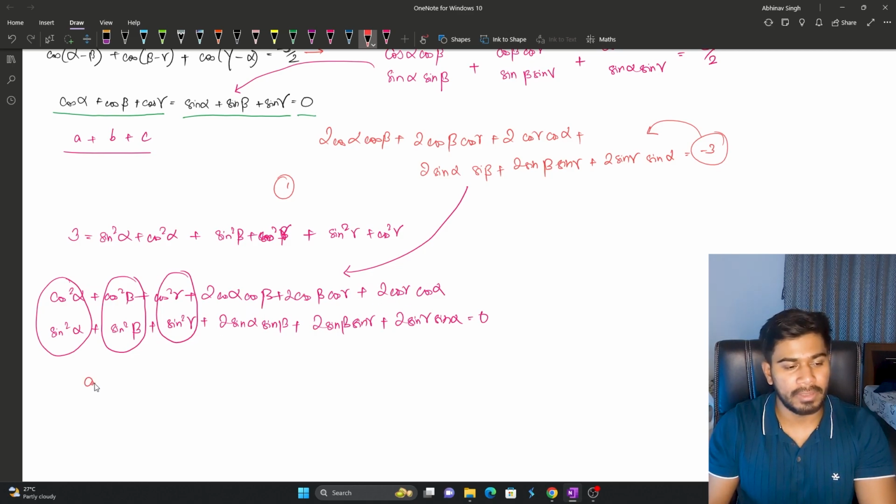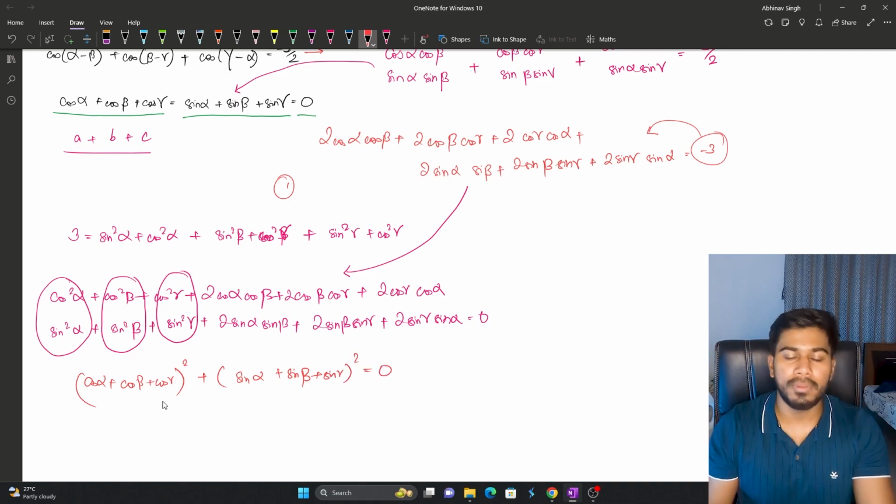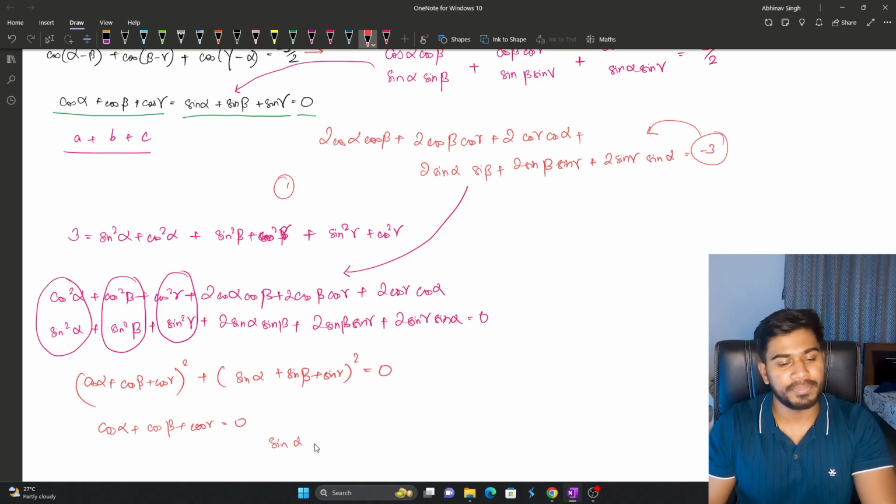So I will write it as (cos alpha plus cos beta plus cos gamma) whole square, and in a similar fashion you can write these sine terms also: (sin alpha plus sin beta plus sin gamma) whole square is equal to 0. Now the sum of squares of two real numbers is 0, which means each of them should be 0, right? So from here you can write that cos alpha plus cos beta plus cos gamma is 0, and sin alpha plus sin beta plus sin gamma is also 0. And that's what you needed to prove in the question.